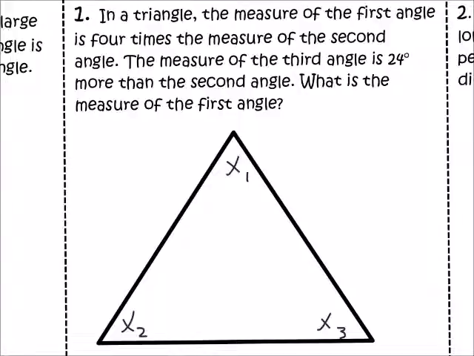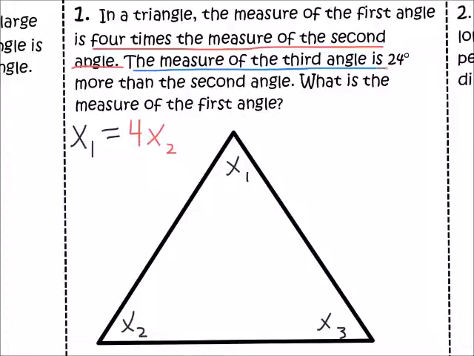In a triangle, the measure of the first angle is, and I'm just continuing to read this, 4 times the measure of the second angle. So 4 times the measure of the second angle. And now the next statement says the measure of the third angle is 24 more than the second angle. So we have the second angle plus 24. What is the measure of the first angle?